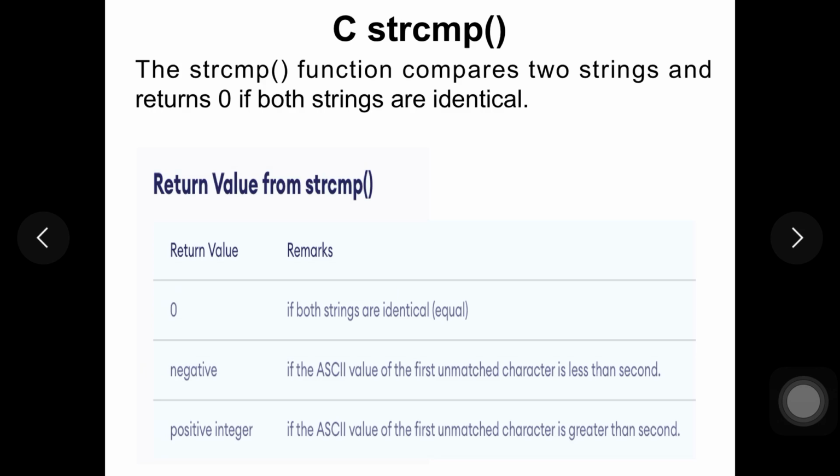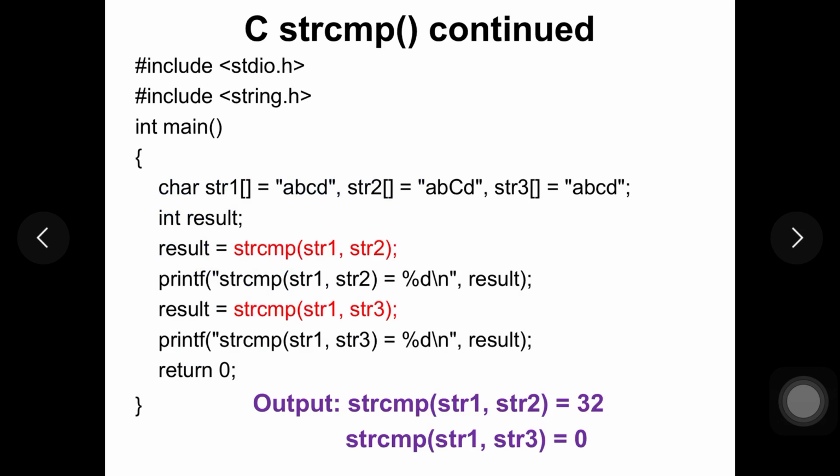Okay, we just need to understand if the strings are matching, then you will get the result as 0. If they are not matching, either you will get it in a positive form or in a negative form. We'll consider one example here.